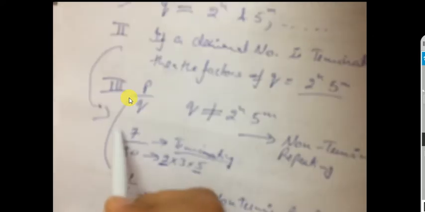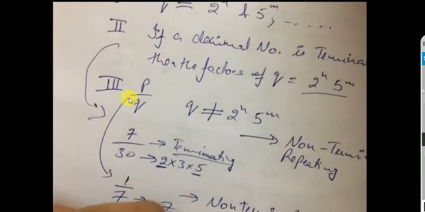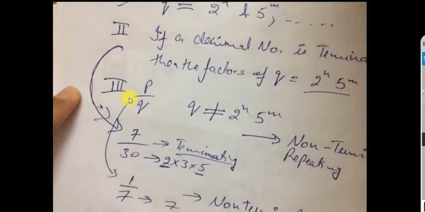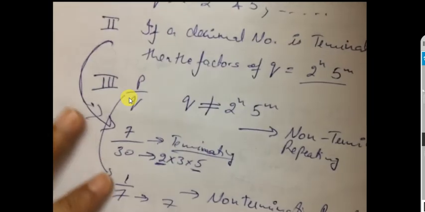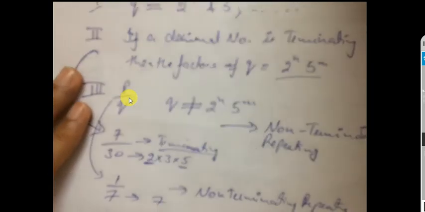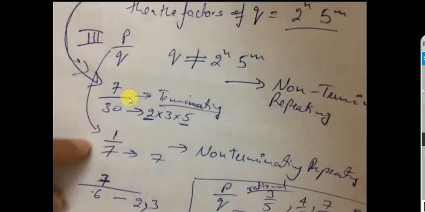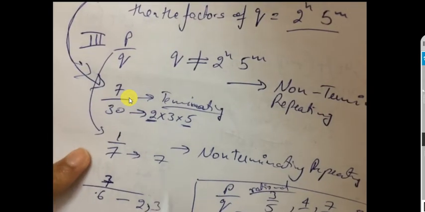For the first, if I take an example, the example will be 7 by 30, where 30 has factors 2, 3 and 5. 2 and 5 are there, therefore it is a terminating number. And for the third, what example can we take? We can take the example of 1 by 7. The 7 has only a factor of 7, therefore it will be a non-terminating repeating number. It has neither 2 nor 5.